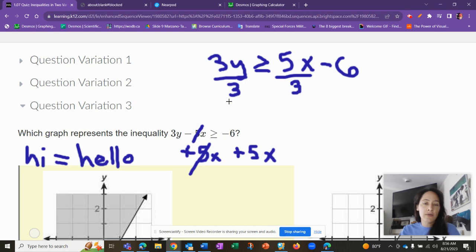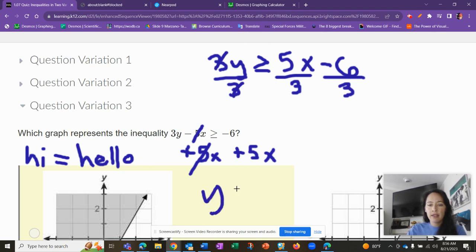You need to divide to undo the 3 times y, but notice I have to do it to each term. And this is okay. If you remember back to fraction addition and subtraction, think about the way that fractions work. It's just division. And that way we can get rid of this and we can end up with y is greater than or equal to 5/3 x. That doesn't simplify anymore, and I'm going to leave it in this form.